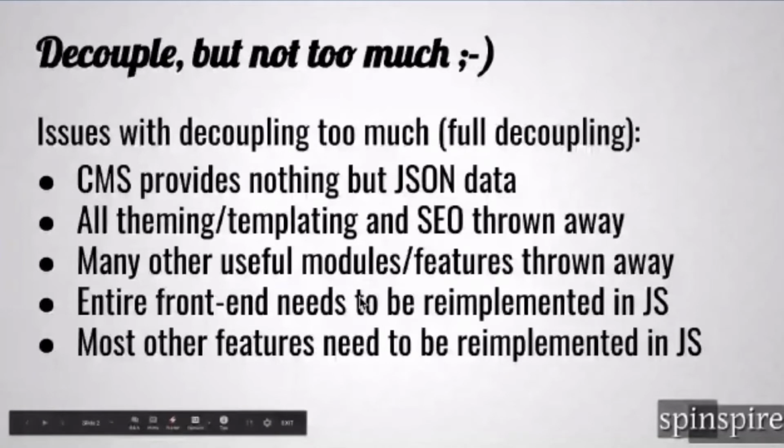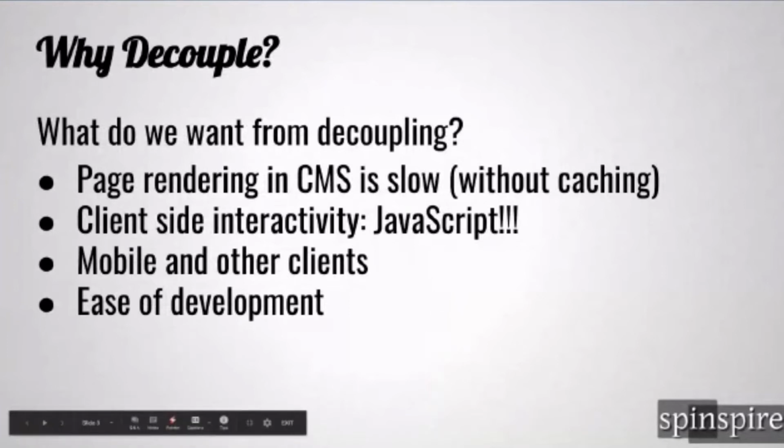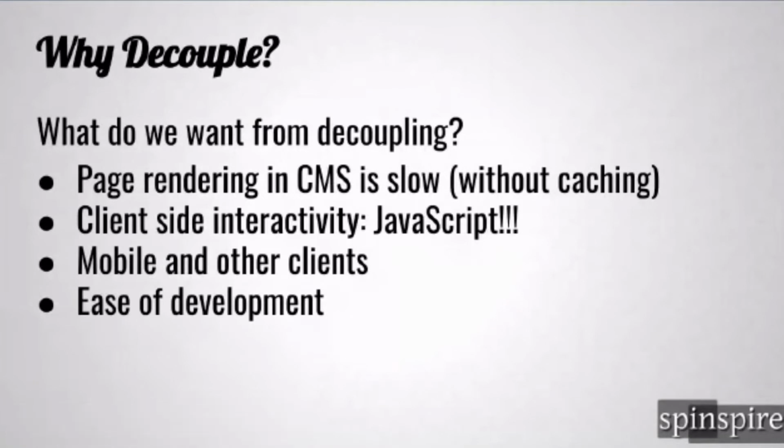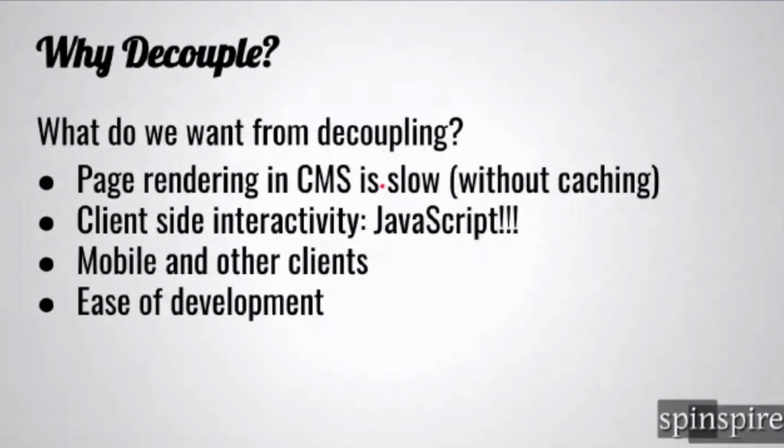Okay, all right. Now, what do we want from decoupling, right? Why are we decoupling? So page rendering is slow. Drupal is written in PHP, so page rendering is kind of slow. PHP is not the fastest of languages, especially in the absence of caching. Now you can mitigate that with caching, but of course it's not that great.